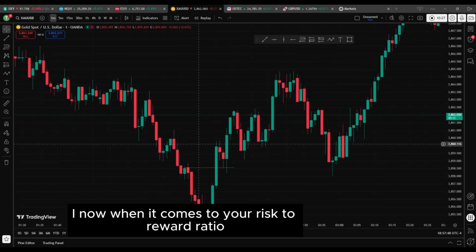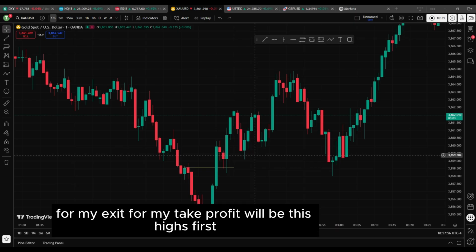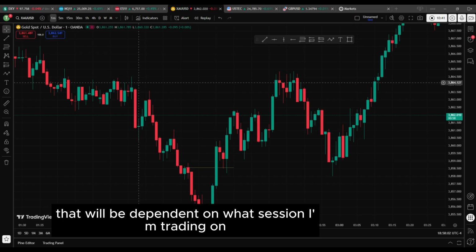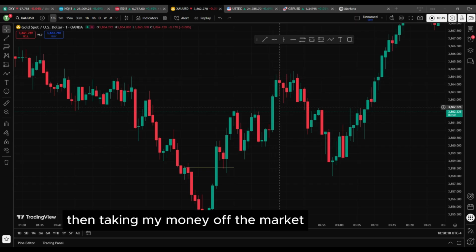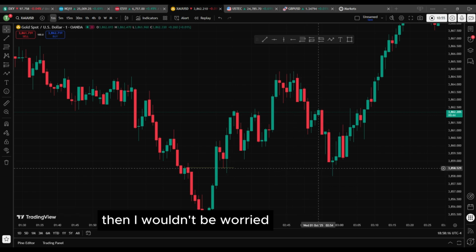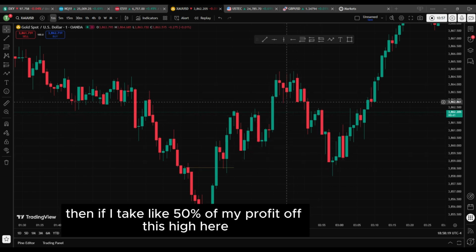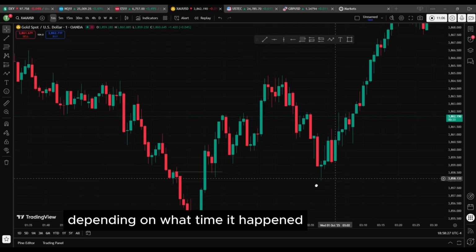Now, when it comes to risk to reward ratio, what I'll target for my exit, for my take profit, will be these highs first. It will be this high, depending on what session I'm trading on. I'm going to take my first take profit from here, taking my money out of the market. If the market returns back to my initial entry, I wouldn't be worried because I've already taken my profit. If I take like 50% of my profits off this high here, then the market returns to take more liquidity. Depending on what time it happened, look at what happened to the market.